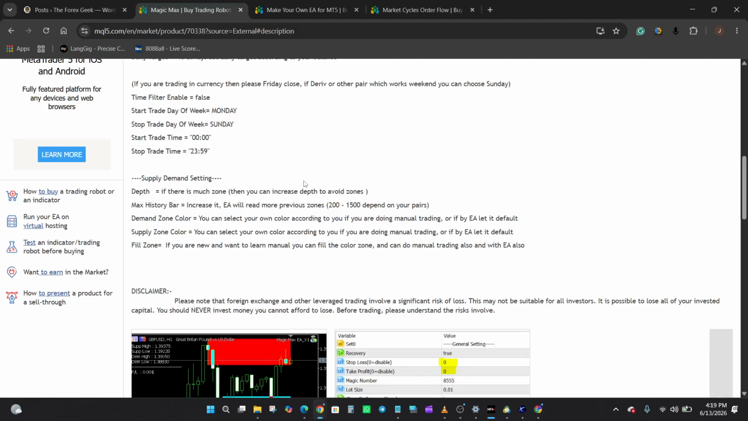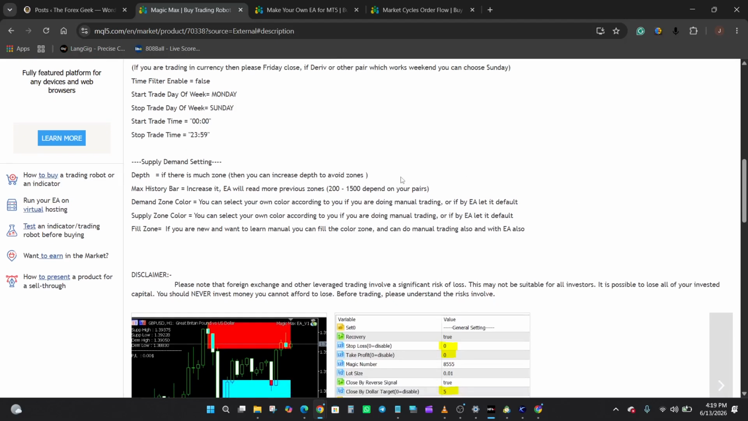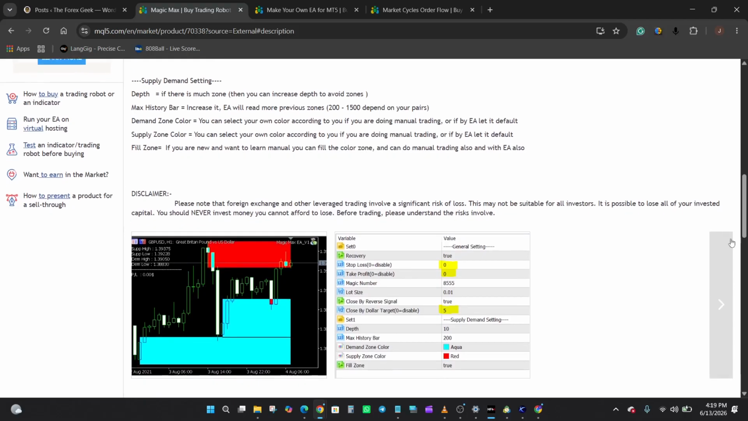Now, there are also visual customization options for supply and demand zones, including color settings and the ability to fill zones on the chart. While these are more visual in nature, they can help traders who prefer combining manual analysis with automated execution. Now, let us transition into the backtesting section.